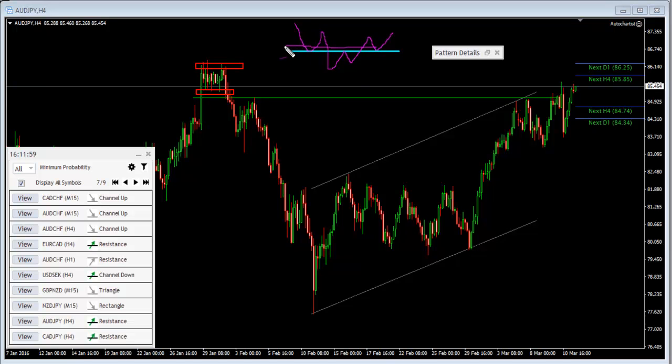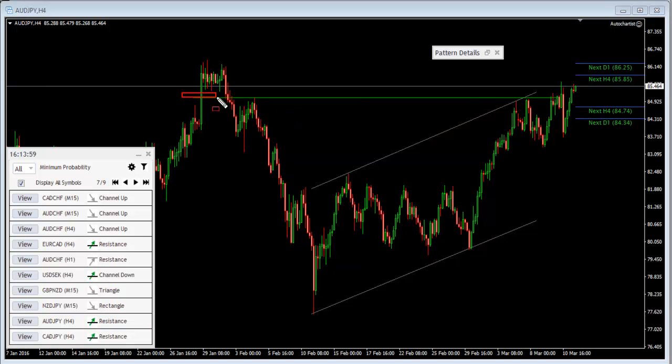So when you find a strong one of these, which again, you can find by utilizing your plugin, looking for these resistance and support areas from Autochartist, and then confirming them, you're going to find very strong areas to trade and very strong areas to understand what price is doing.